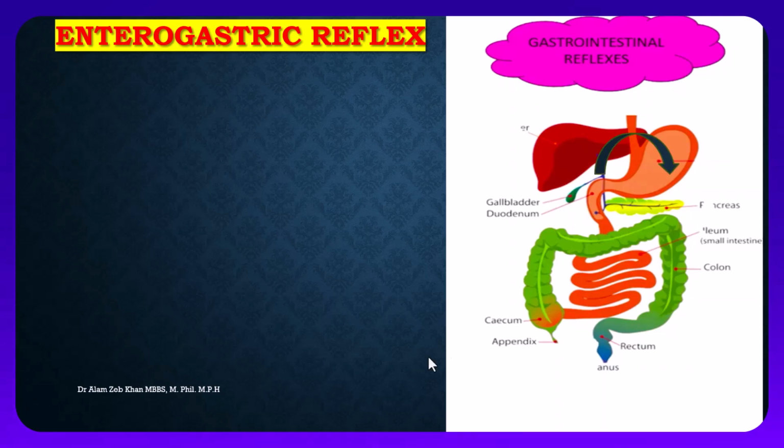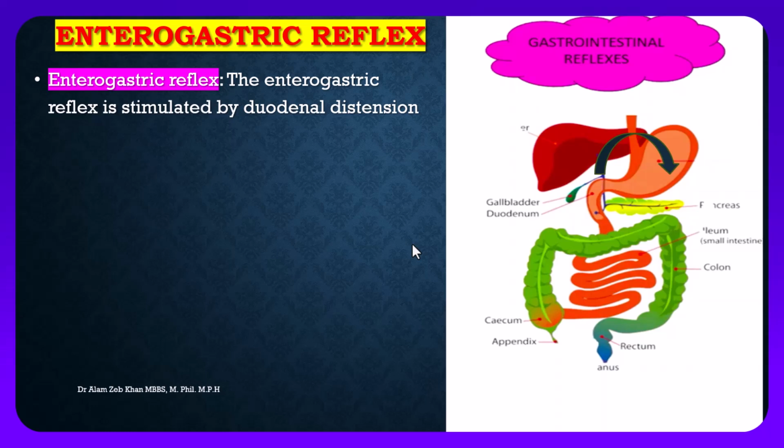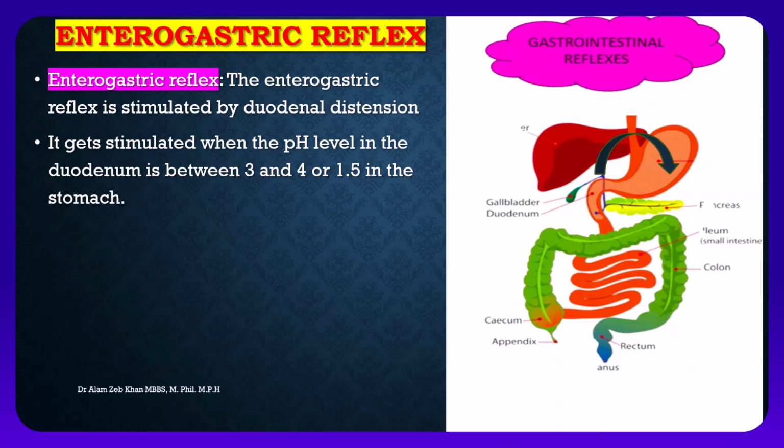Enterogastric reflex. This reflex is a reverse reflex which originates in the intestine and moves back to the stomach. Entero means from the intestine and gastric to the stomach. The enterogastric reflex is stimulated by duodenal distension. When the duodenum is distended, this reflex is generated. It gets stimulated when the pH level in the duodenum is between 3 and 4, or 1.5 in the stomach.